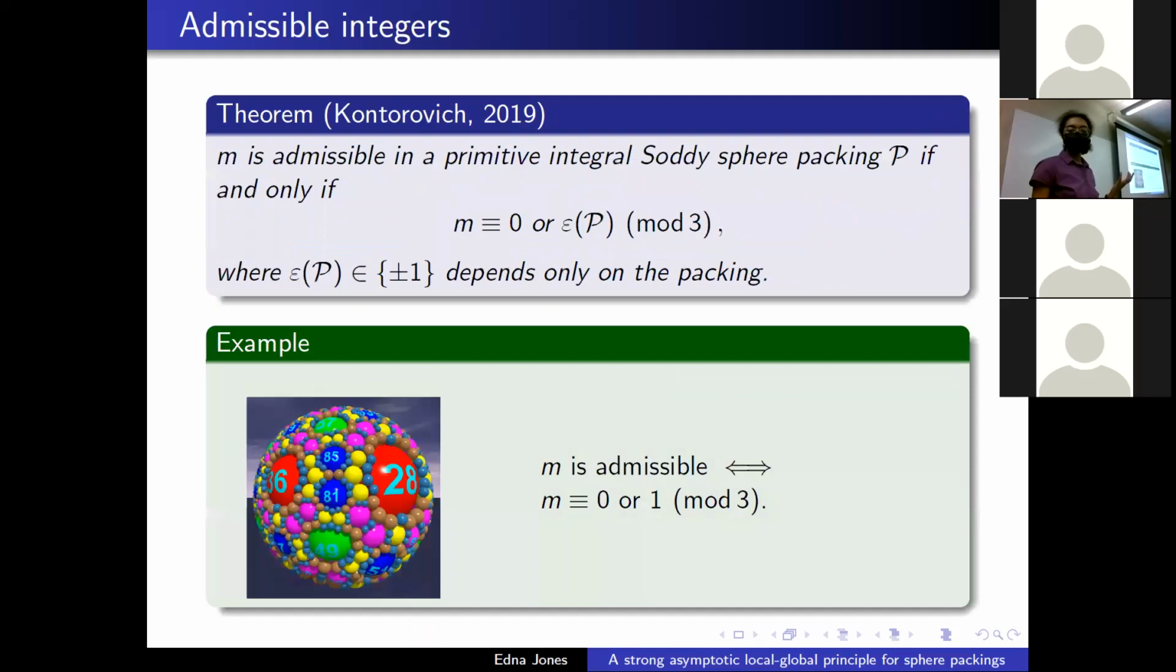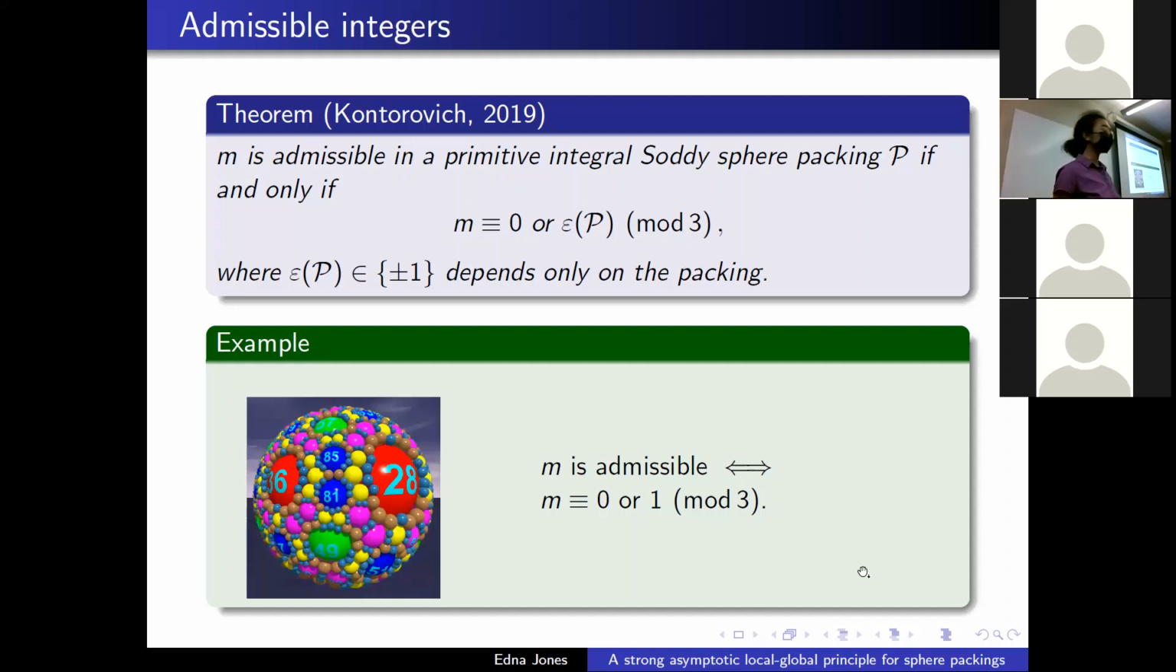So what Kontorovich proved is that an integer m is admissible in a primitive integral Soddy sphere packing P if and only if m is congruent to 0 or epsilon of P mod 3, where epsilon of P is either plus or minus 1, and it depends only on the packing. Here primitive means that the greatest common divisor of all the bends in the packing is 1. So in our particular example, m is admissible if and only if m is congruent to 0 or 1 mod 3.